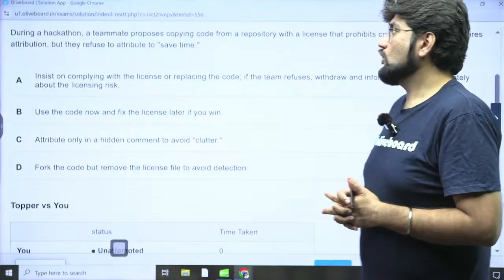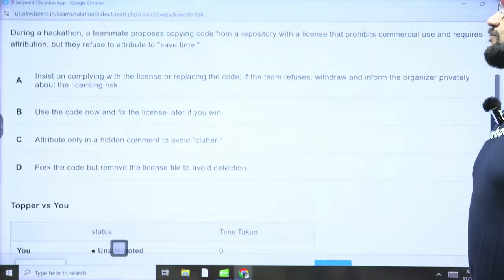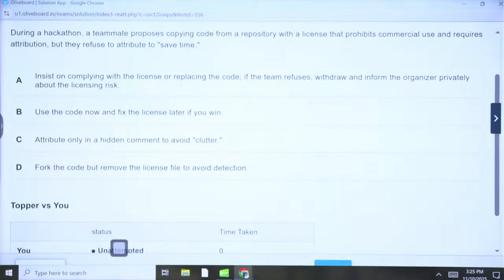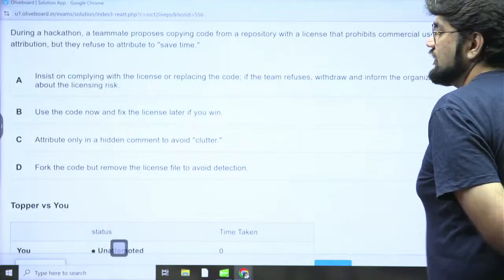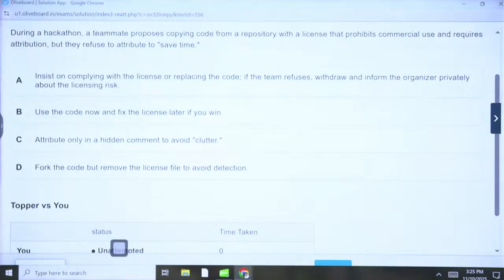Okay. So during a hackathon, a teammate proposes copying code from a repository with a license that prohibits commercial use and requires attribution, but they refuse to attribute to save time. What will you do in this case? A: You will insist on complying with the license or replacing the code. If the team refuses, withdraw and inform the organizer privately about the licensing risk. B says use the code now and fix the license later if you win. C says attribute only in a hidden comment to avoid clutter, and D says fork the code but remove the license file to avoid detection.